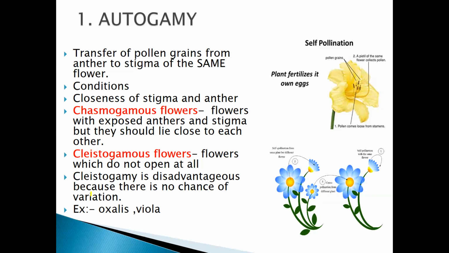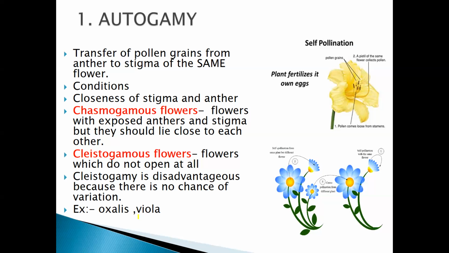Now, Cleistogamy is disadvantageous because there is no chance of variation. Yes, because there is no chance of adulteration or contamination of these flowers. So no other pollen grain can come and pollinate them. So it is disadvantageous for variation, because no genetic variation is seen at all in these flowers. Why is it not seen? Because they remain closed all the time, and the pollination takes place within the closed flower. That is, the transfer of the pollen grain from the anther to the stigmatic surface takes place within the closed flower. So one disadvantage is that there is no variation at all.